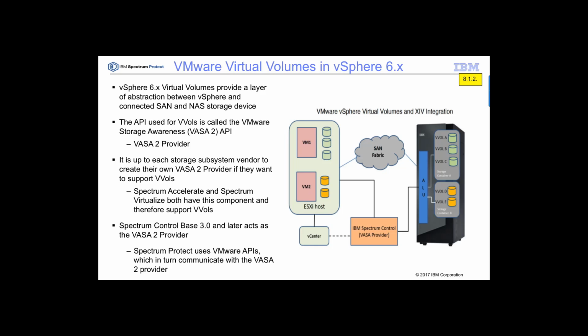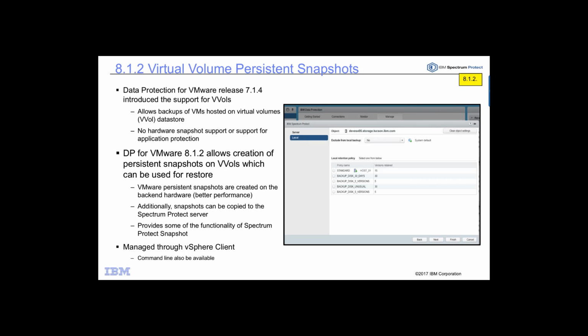Now, for Spectrum Protect, which is intended to do backups, what we do is we interface with VMware's APIs to support those snapshots, which in turn coordinates and communicates with the underlying hardware. The reason I'm discussing this background is in version 8.1.2, we have introduced some new features for data protection for VE in support of vVols.